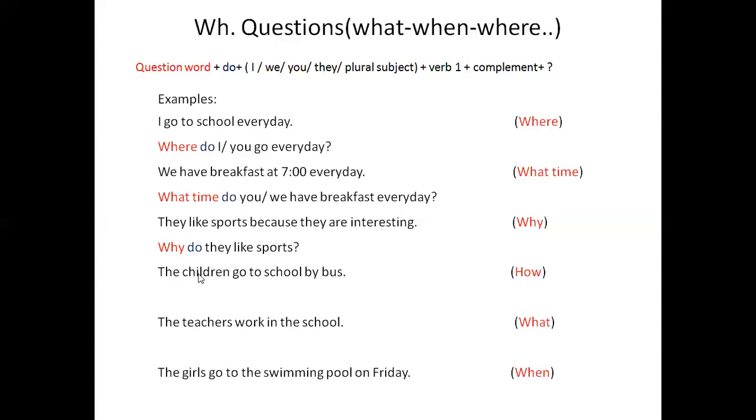Child means a kid, and the plural is children. Not all the plural words in English end with s. The word people is plural but doesn't end with s. The word children is plural and doesn't end with s also. So pay attention, please. The question will be, yes, how do the children go to school?